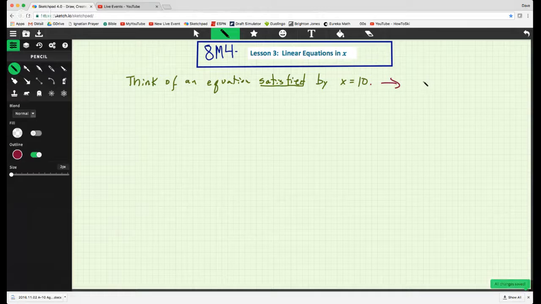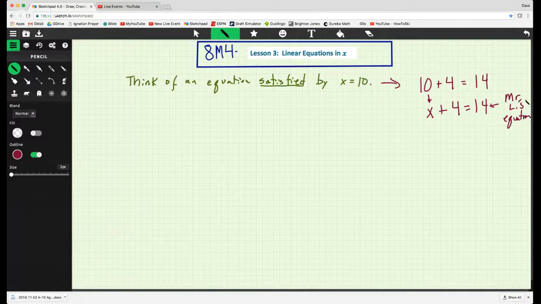I'm going to say, well, 10 plus 4 equals 14. So because 10 is equal to x, I'm going to say x plus 4 equals 14. And so here's my equation. This is Mr. Lipscomb's, Mr. L's equation. Now, can you think of an equation that is satisfied by x equals 10?